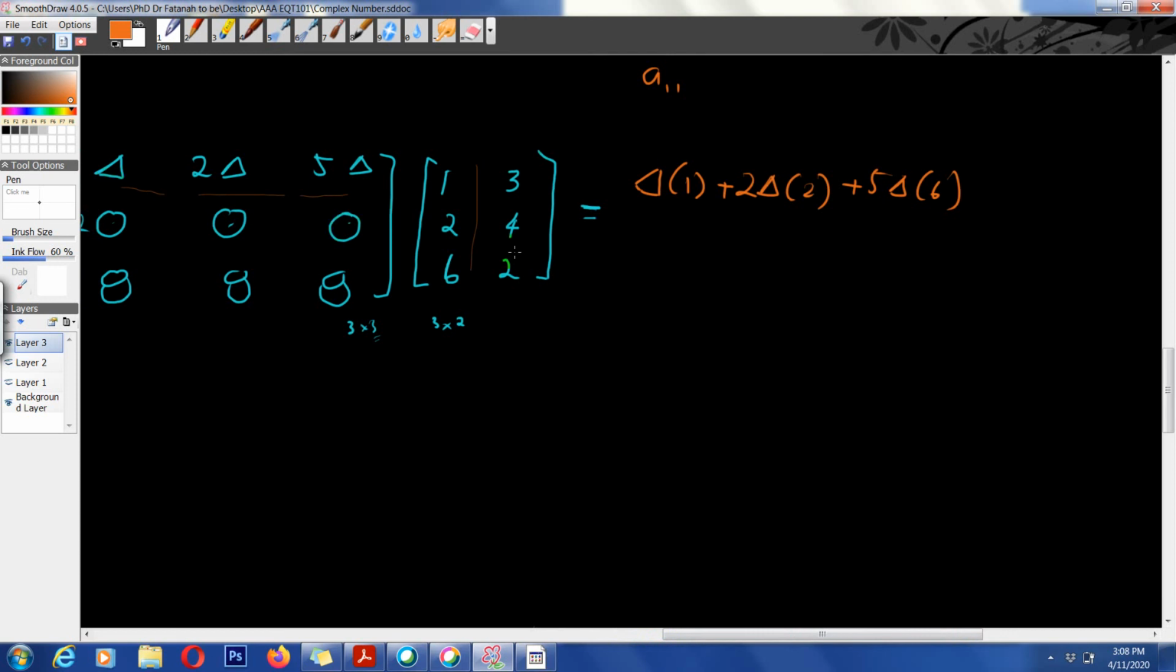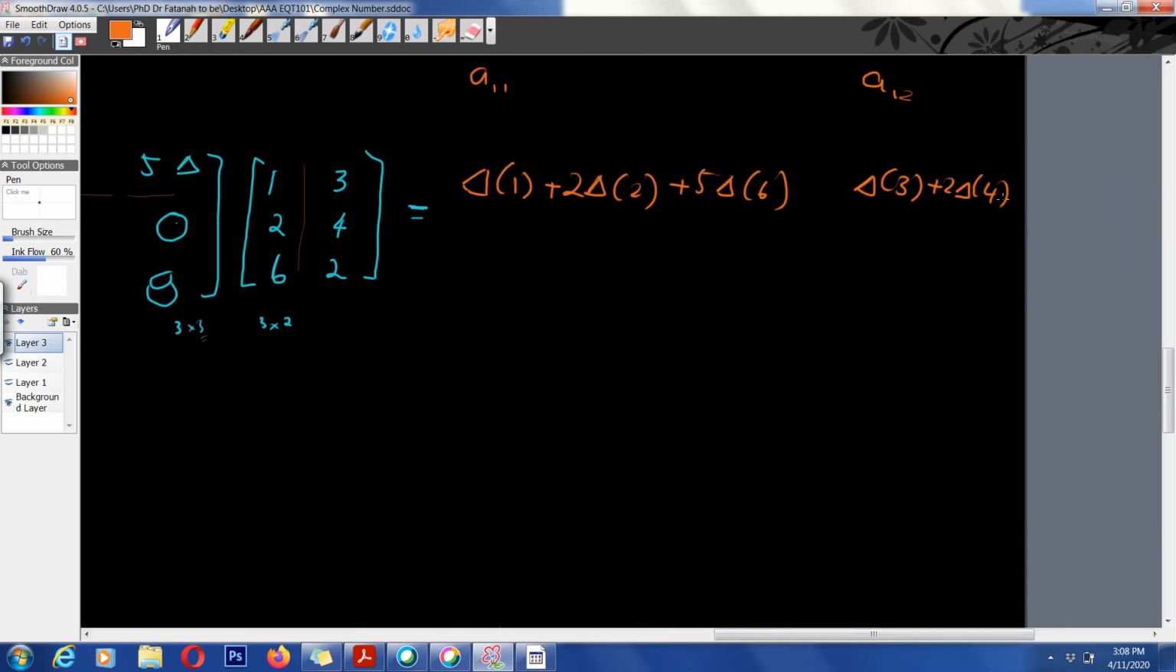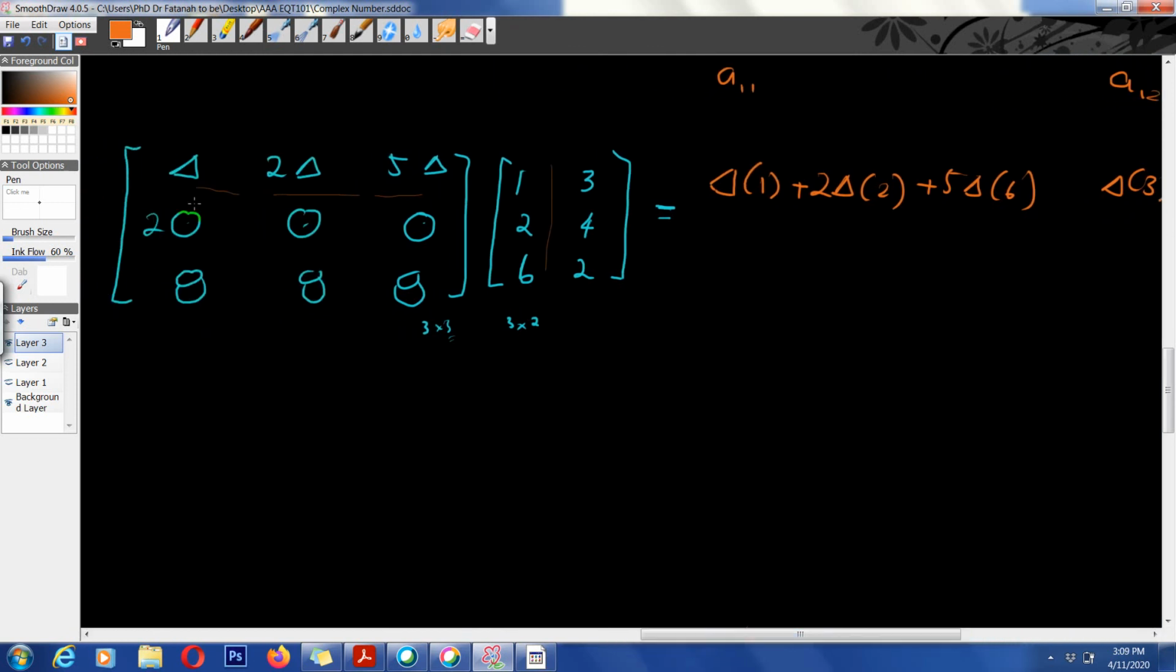First row and second column. We have this position. So we have a cake times 3, 2 cake times 4, and then 5 cake times 2. Right? This one too. We have another one here: second row, first column. Another number here, second row, first column.